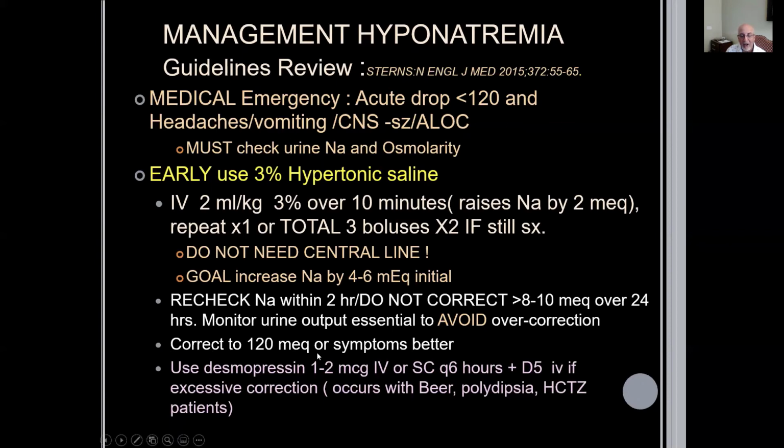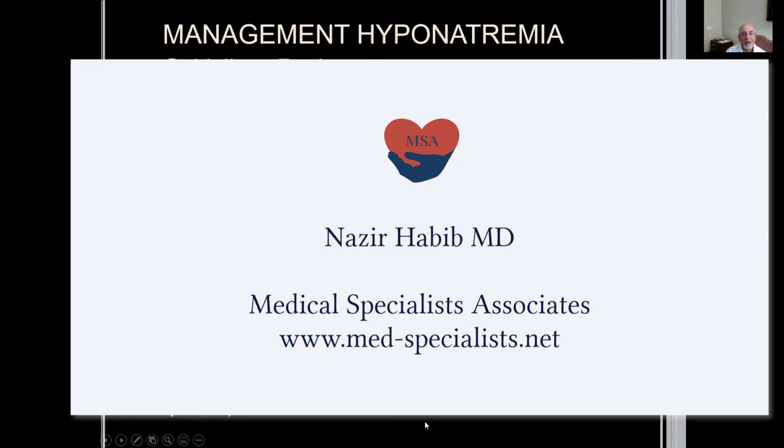Please do not give Haldol to these patients, as the patient is at risk of having further hyponatremia and seizures with Haldol. Use desmopressin early, 1 to 2 micrograms IV or sub-Q, and add D5W infusion in order to prevent excessive correction, which, as I've mentioned, occurs with beer potomania, psychogenic polydipsia, and patients who've been on diuretics, including hydrochlorothiazide, which is very common.